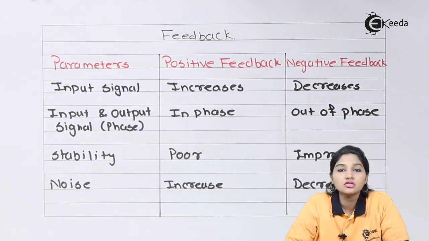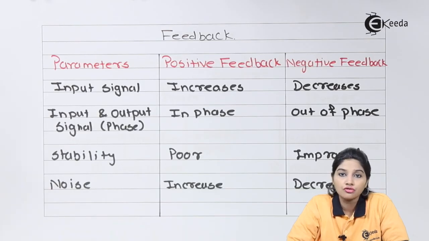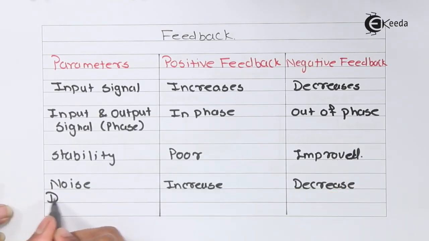The next parameter is distortion, which may be a phase distortion, a frequency distortion, or amplitude or harmonic distortions. These types of distortions are less in case of negative feedback, whereas they are more in case of positive feedback.